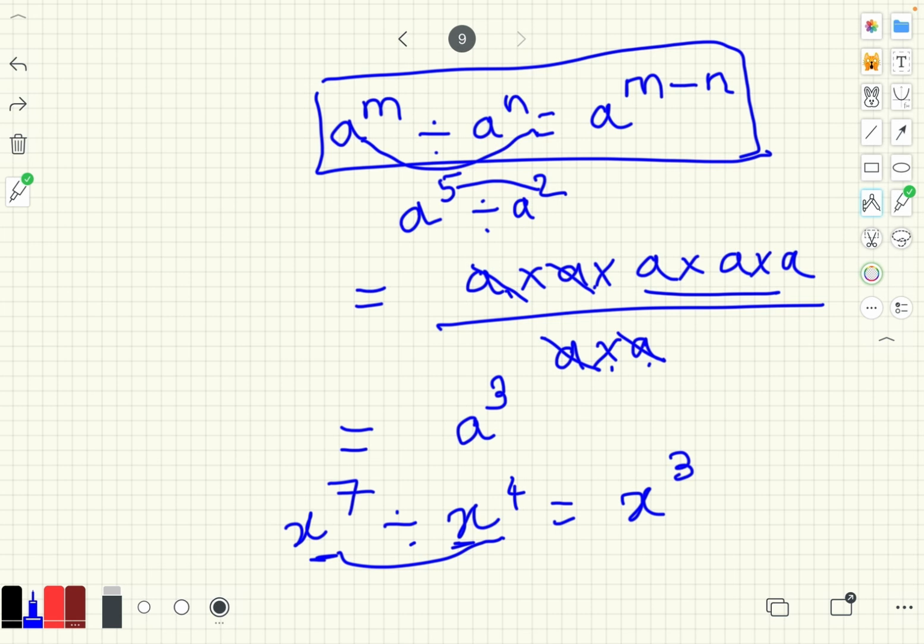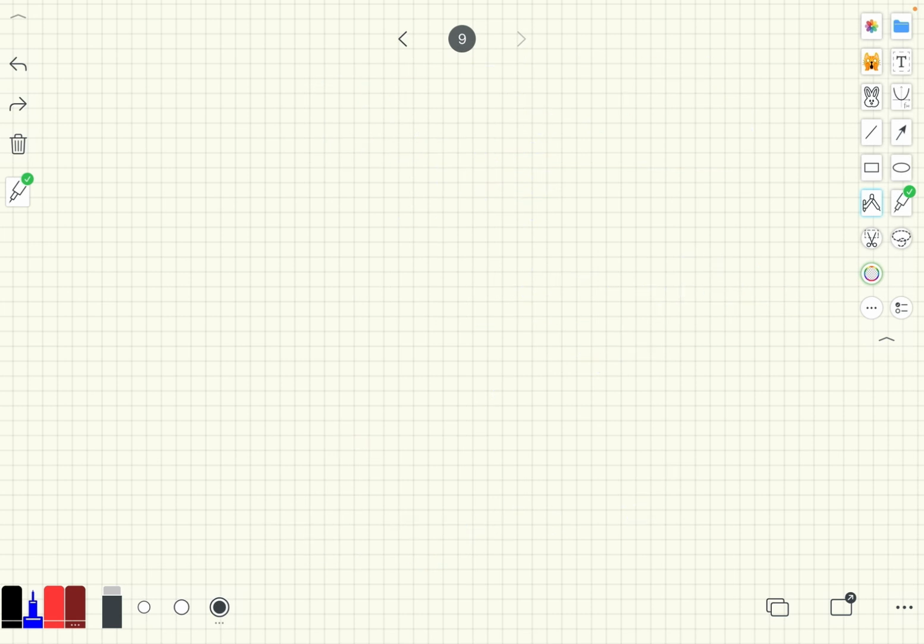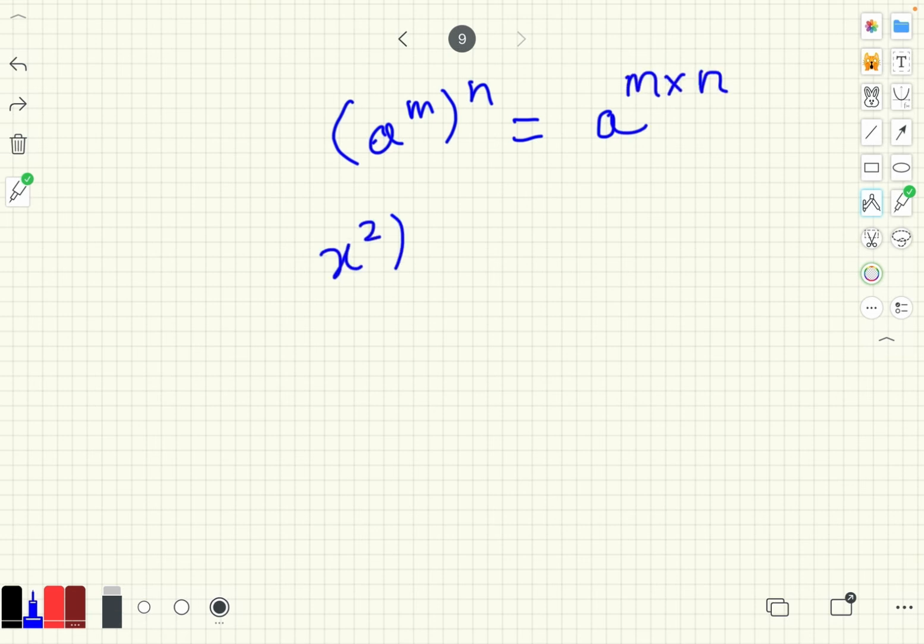Now let's talk about the third law, the power of a power. For example, a to the m, to the n. This can be written as a to the m times n. For example, let's say x to the 2, to the 3. Just imagine, x to the 2 to the 3 means what? x to the 2 is multiplied by itself 3 times. So x to the 2, x to the 2, x to the 2.